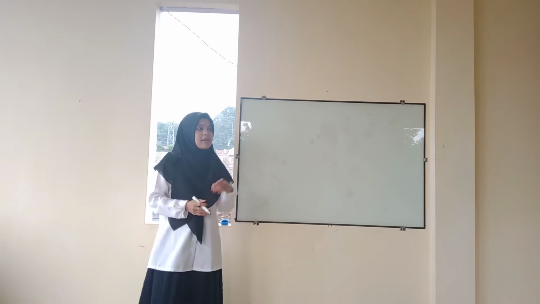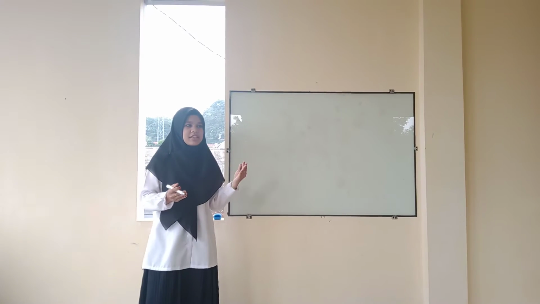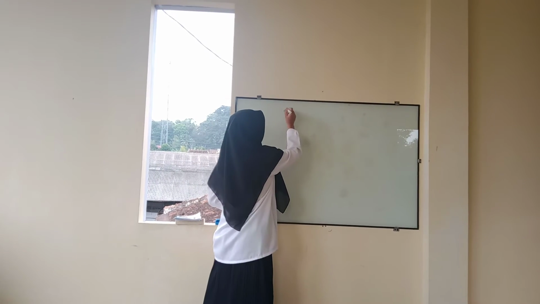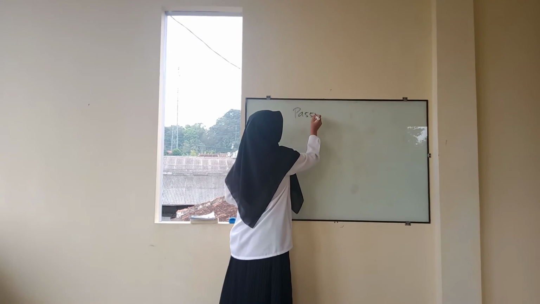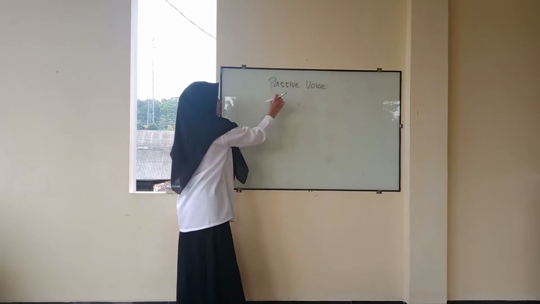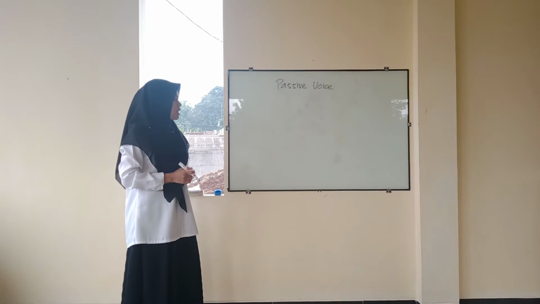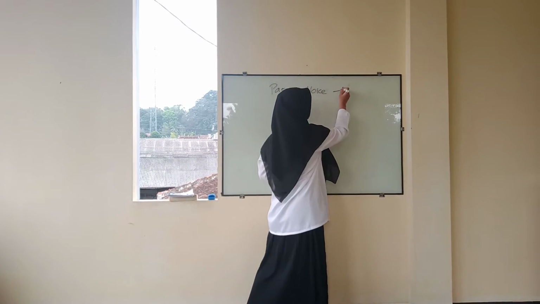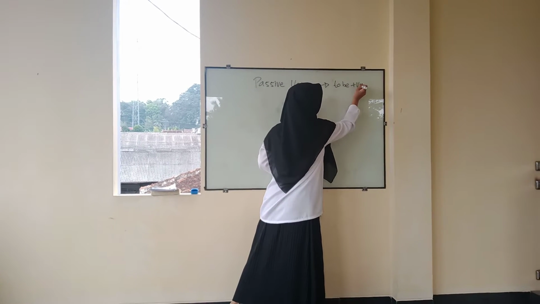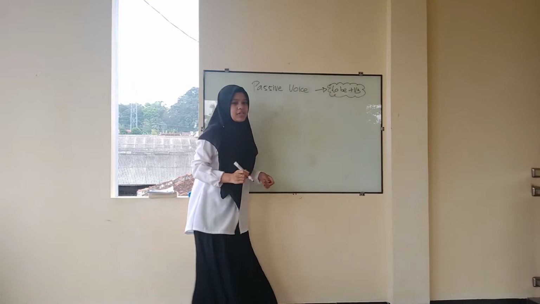Jadi kita akan membahas passive voice. Bagaimana kita mengubah kalimat aktif menjadi kalimat pasif. Active voice itu passive voice. Kalimat pasif ya. So, what is the formula of passive voice? The formula is to be plus verb 3. Remember ya, to be plus verb 3.